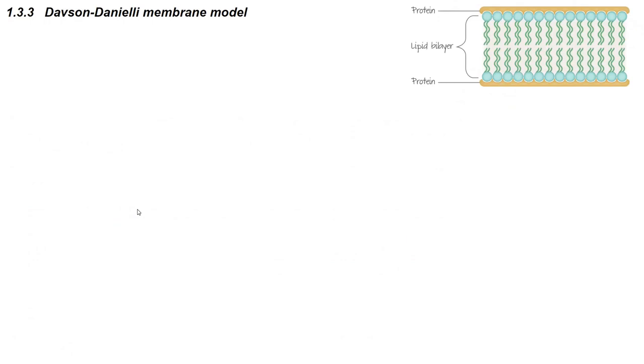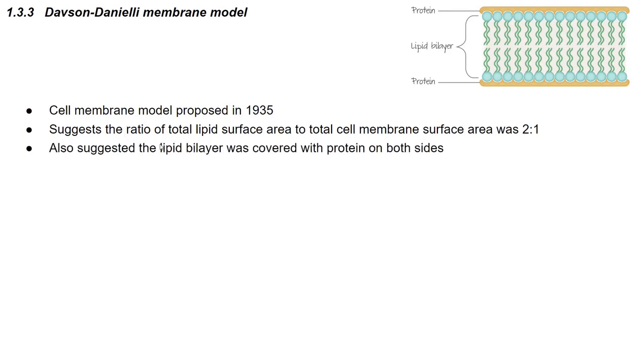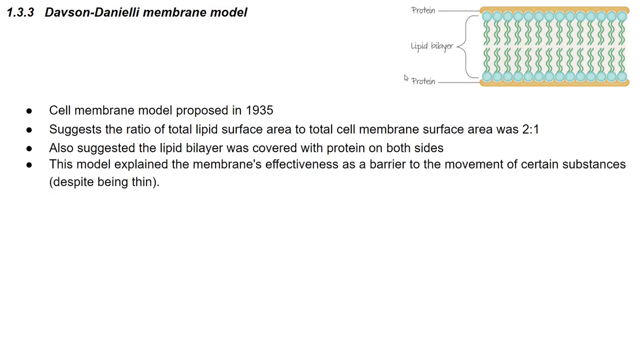Then we have the Davson-Danielli membrane model, which is an earlier model proposed in 1935. It suggested that the ratio of the total lipid surface area to total cell membrane surface area was 2 to 1. It also suggested that the lipid bilayer was just completely covered with protein on both sides. So this model explained the membrane's effectiveness as a barrier to the movement of certain substances.